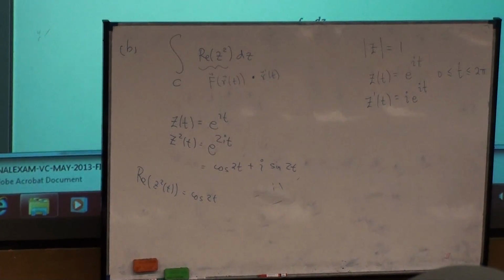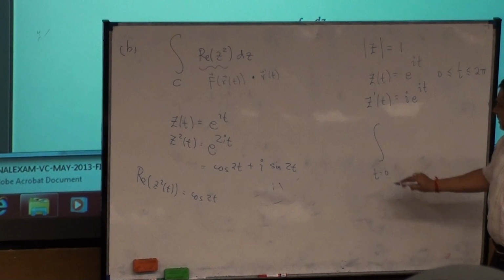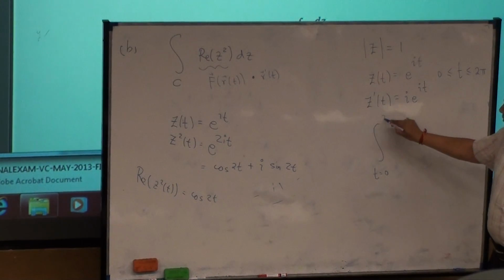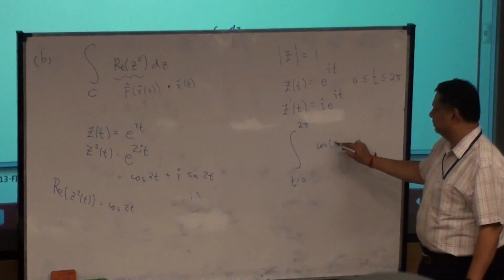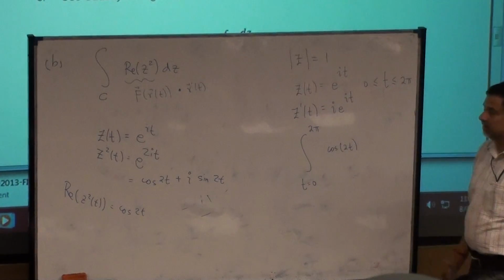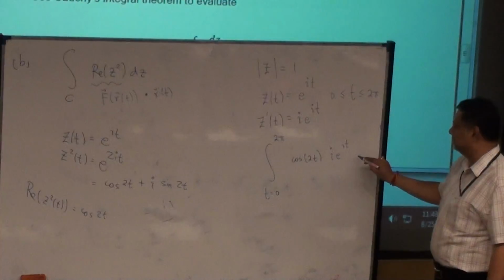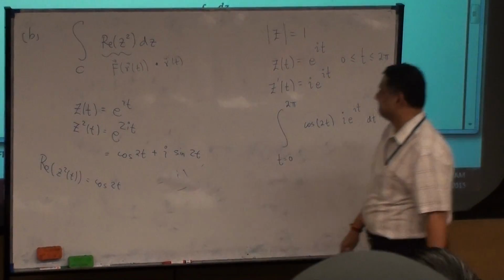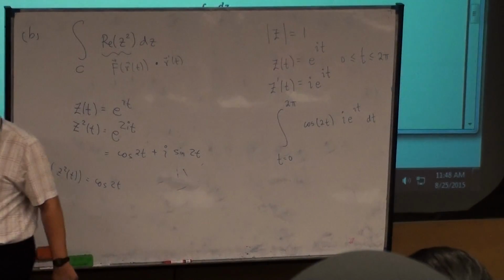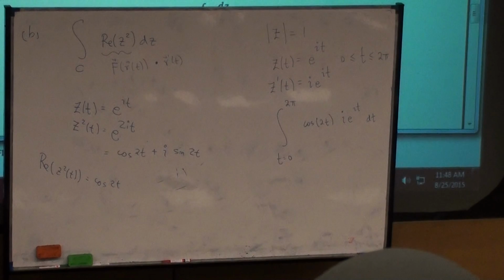So let's evaluate this integral. It is the integral where t goes from 0 to 2 pi. Then we have cos 2t, then we have i times e to the power of it. How to solve this?